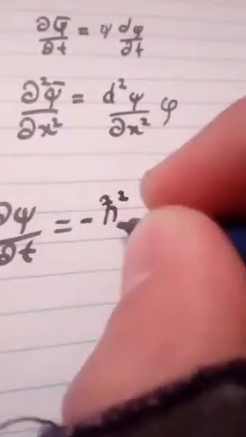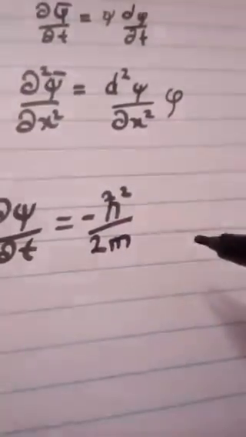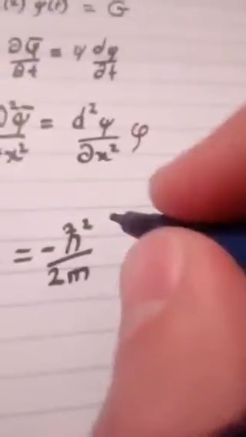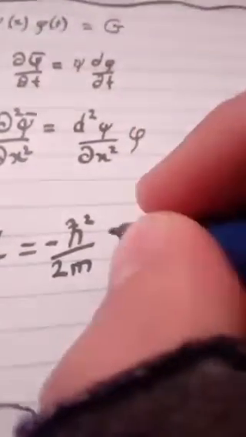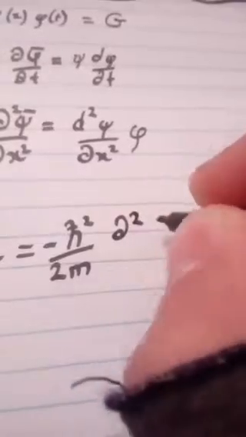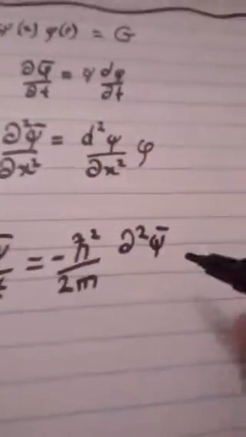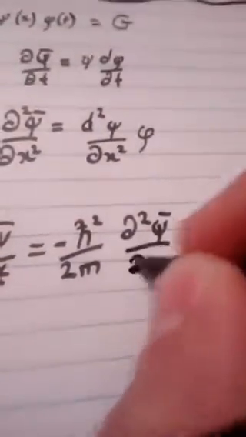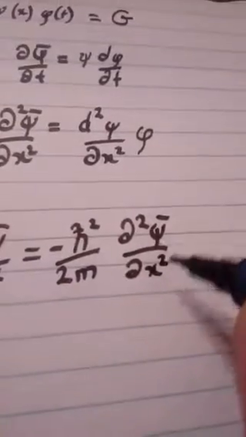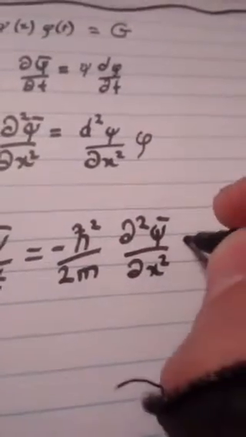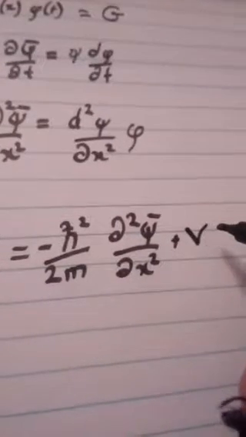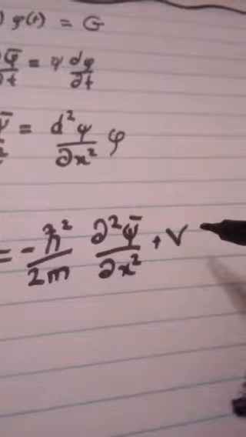So this equals negative ħ squared, that's the pixel size squared, over 2 times the mass, multiplied by the partial derivative of Psi, the capital Psi, and the second spatial derivative, plus the potential energy. What would that equation look like with Common Core math?